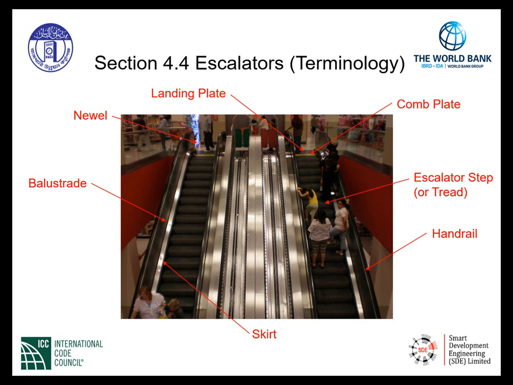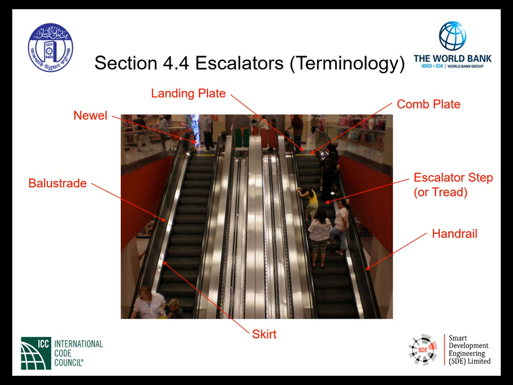Moving to the left side, we have the skirt, the balustrade, and the newel. Many of these components are similar to the components on moving walks. An escalator is defined as a power-driven, inclined, continuously moving stairway used for carrying passengers from one level to another. The balustrade is considered a row of balusters meant for supporting moving handrails.